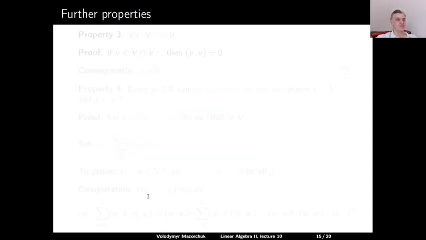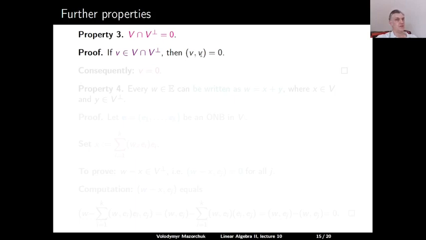Property 3. The intersection of V and the orthogonal complement of V consists of the zero vector. Proof. If we have any vector in this intersection, then by the definition it is orthogonal to itself. So the length of this vector is 0. But because we are in a Euclidean space, only the zero vector has zero length. So v must be 0. And this completes the proof.